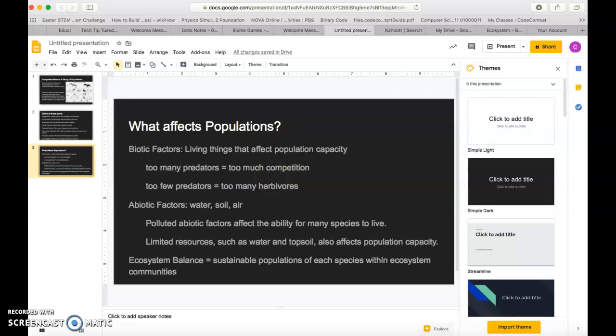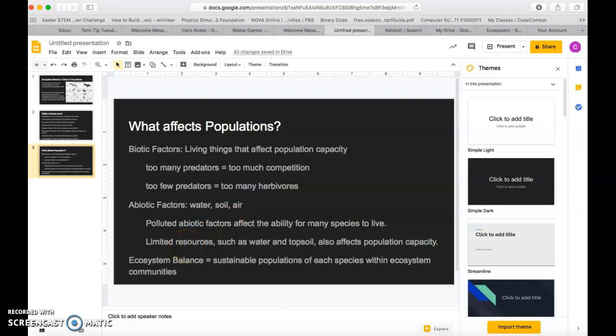And then we lose all of our things that are on the bigger end of our trophic levels, okay? So our primary consumers start to disappear if we have too many predators. Too few predators, then we have too many herbivores in the end, and we lose all of our plants. And as we've talked about, we know we need plants to survive. Abiotic factors, water, soil, and air. If we pollute our abiotic factors, it affects the ability for most of our species to live, including humans, right? We need good abiotic factors.